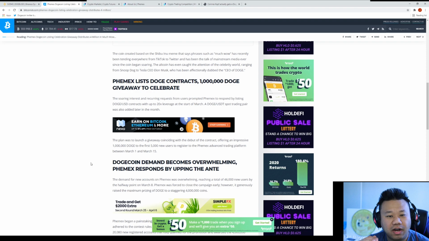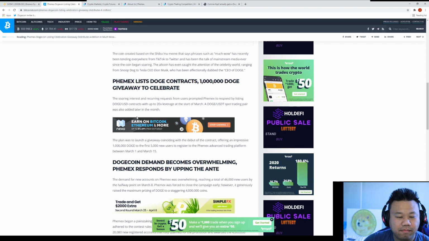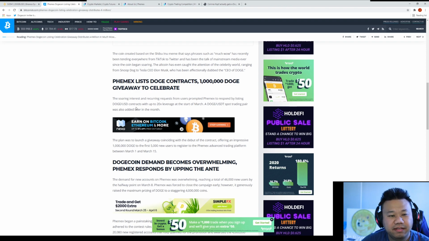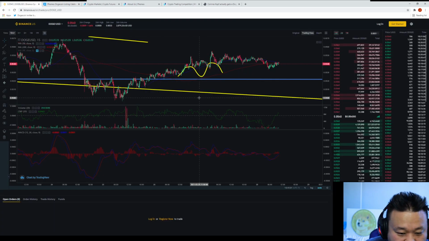Phemex lists Doge contracts, 1 million Doge giveaway to celebrate. The soaring interest and recurring requests from users prompted Phemex to respond by listing Doge USD contracts with up to 20x leverage at the start of March. You know what? Let's see what the first few days of March look like with Phemex listing it. I'm kind of curious now. So March 1st, let's see.